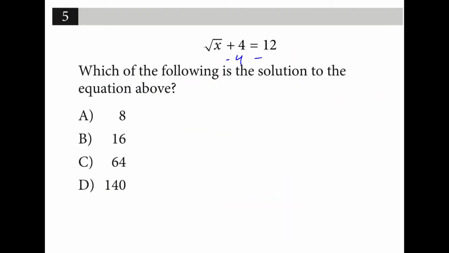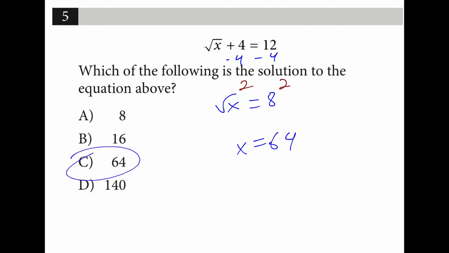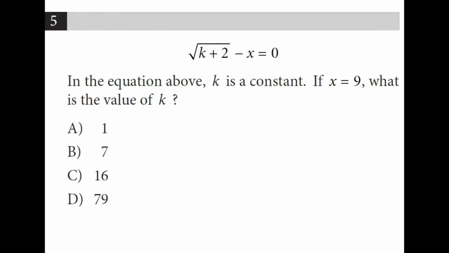First, I need to subtract 4 from both sides to get the square root of x all by itself. To cancel that out, I will square both sides. Now I have x is equal to 64. X is equal to 9. I plug that in. Then I'm going to add 9 to both sides.